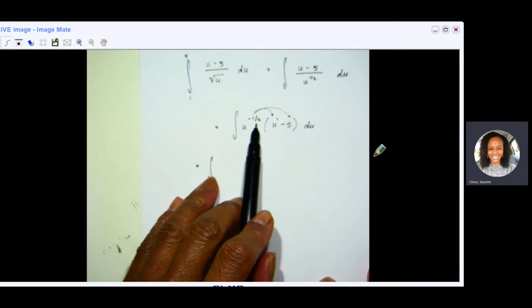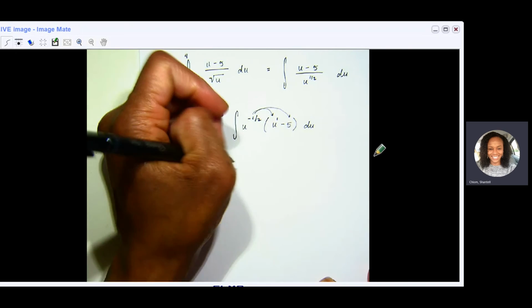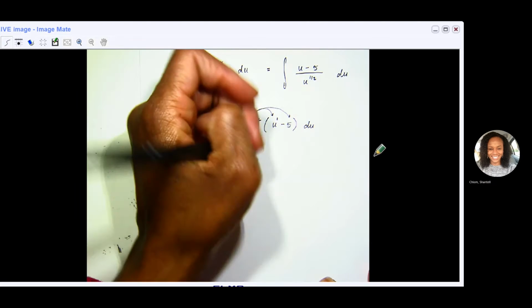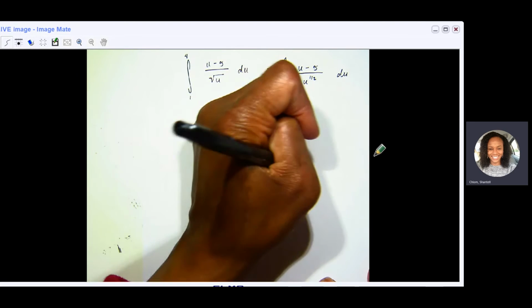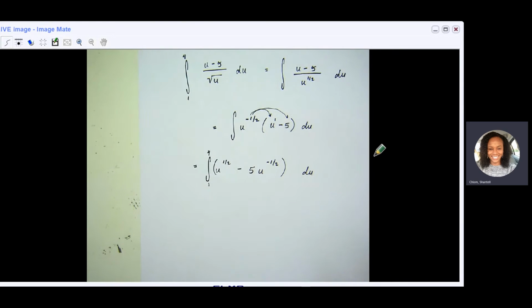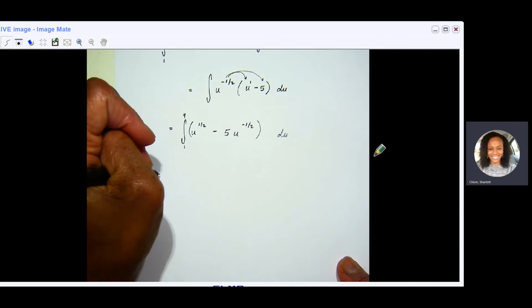And so when you multiply, you end up adding the exponents. That becomes u to the positive 1/2, because it's a negative 1/2 plus 1. And then minus 5 u to the negative 1/2. And then du. Now we're actually ready to integrate, because we actually haven't integrated yet.